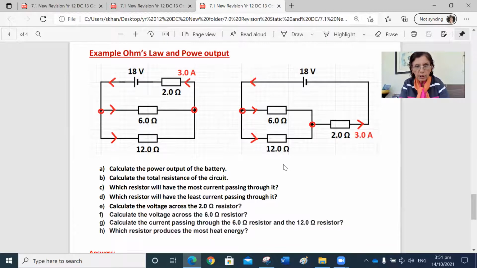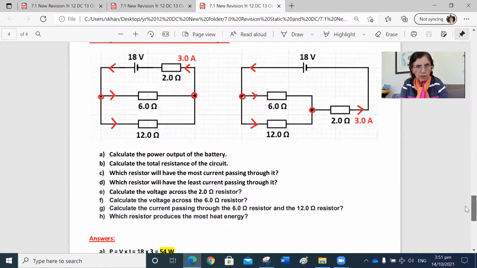Again, if we have to calculate the current, we have already done initially that it divides in an inverse ratio of the resistance. But now we know that there's 12 volts here, 12 volts here. So current is voltage divided by resistance. So 12 divided by 6 gives you 2, and 12 divided by 12 gives you 1. So 2 amp goes through there and 1 amp goes through there.